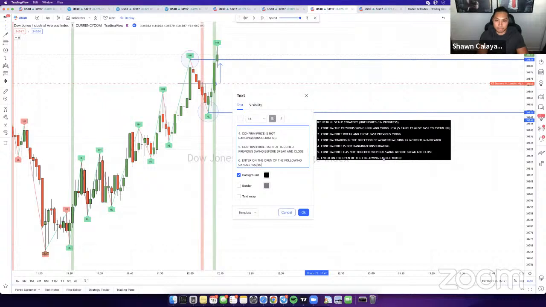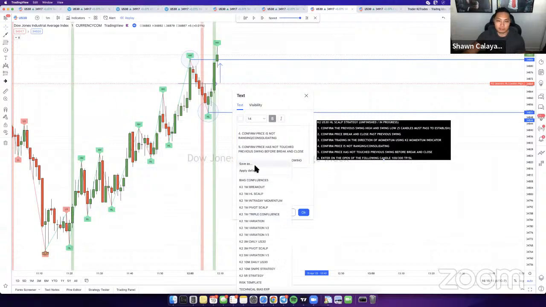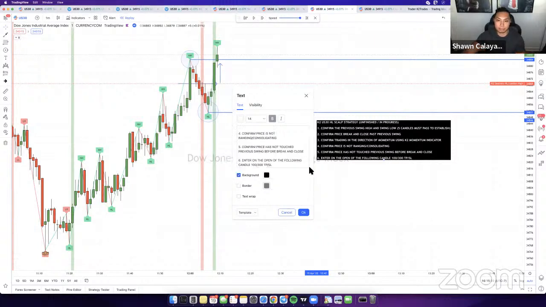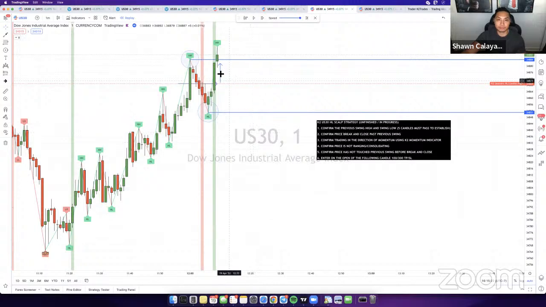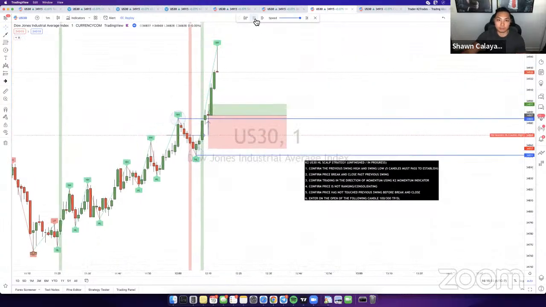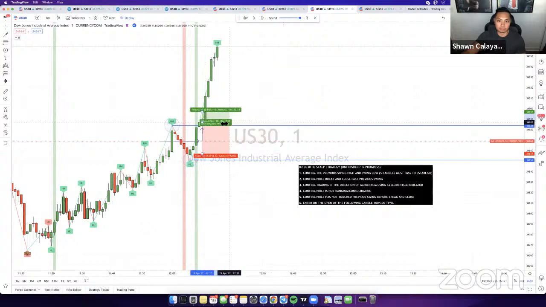It's the same thing that we've been applying for all the 1 minute entries here. This is going to be the K2 1 minute scalp. So again, right here, you enter this for 100 pips, and then you would let that run, full TP.